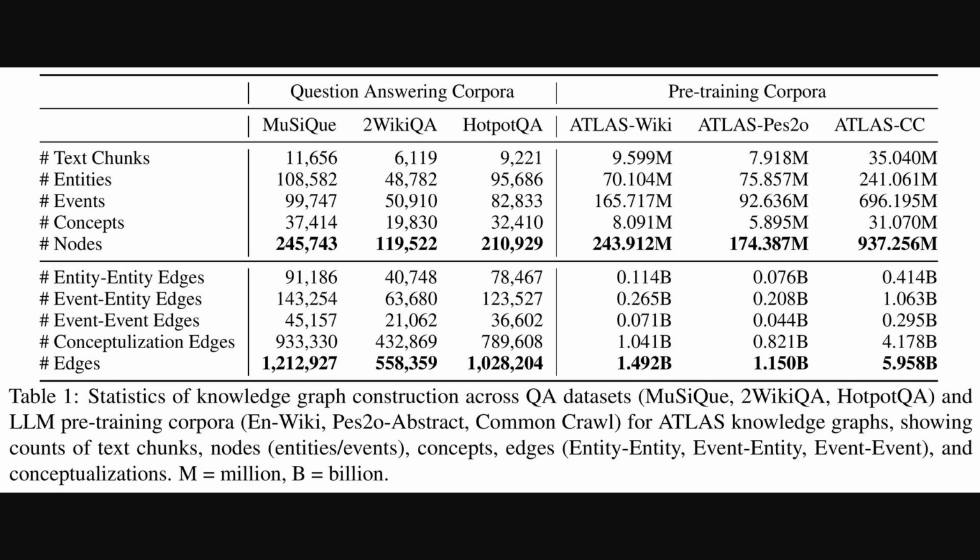So we know the extraction process is highly accurate, but this table really puts the scale of the project into perspective. It breaks down the statistics for the different knowledge graphs they built. If you look at the right side, for the large pre-training corpora, these are huge text collections like Wikipedia and the Common Crawl web data. The numbers are just massive. For the Atlas CC graph, built from just a fraction of the Common Crawl data, the system generated over 937 million nodes and nearly 6 billion edges. This shows we're not talking about a small toy example. This is a truly web-scale knowledge graph.